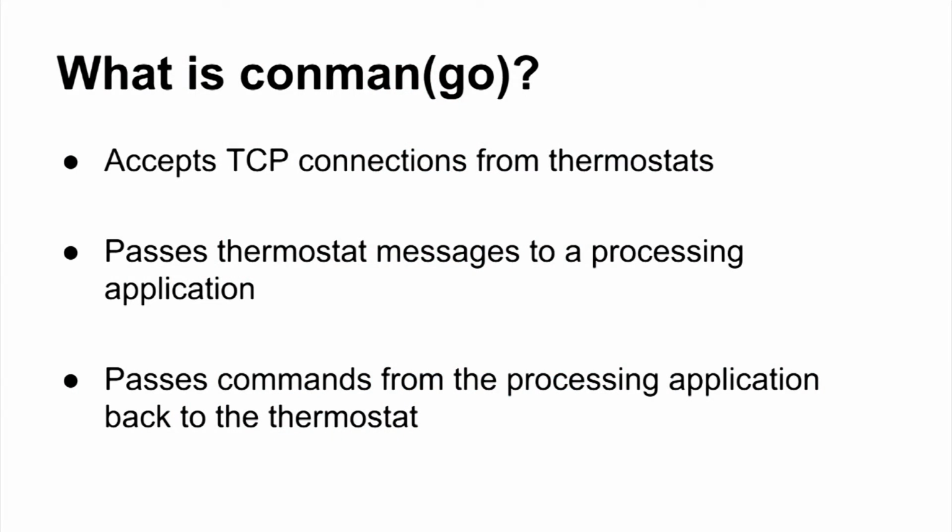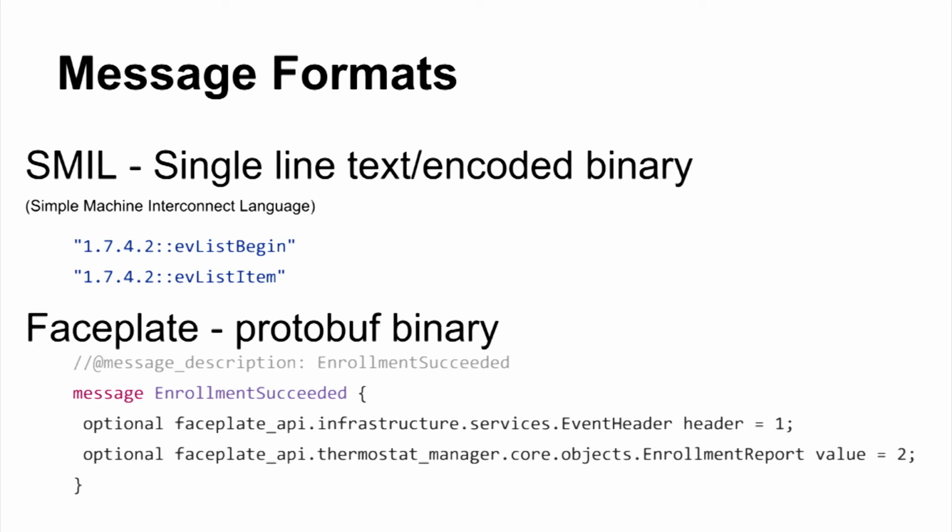What is Conman? Essentially, it is a proxy that accepts TCP connections from thermostats, passes those messages from the thermostats onto a processing application, and then passes commands from that application back to the thermostat. The message formats that we have are SMILE, which is single text or encoded binary, or faceplate, which is a protobuf-like binary. We're transferring everything over to faceplate because it is much less chatty. The SMILE thermostat I have here is going to talk, and you can see how many messages are being sent back and forth.